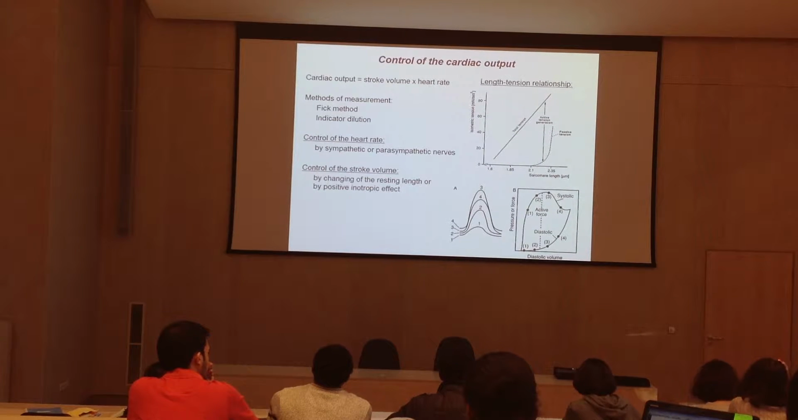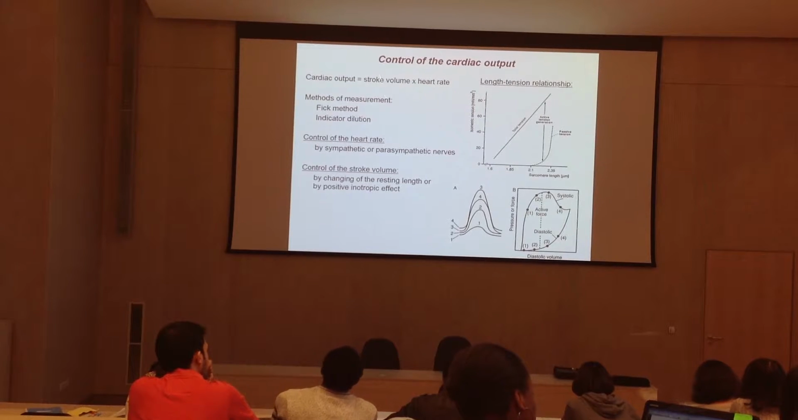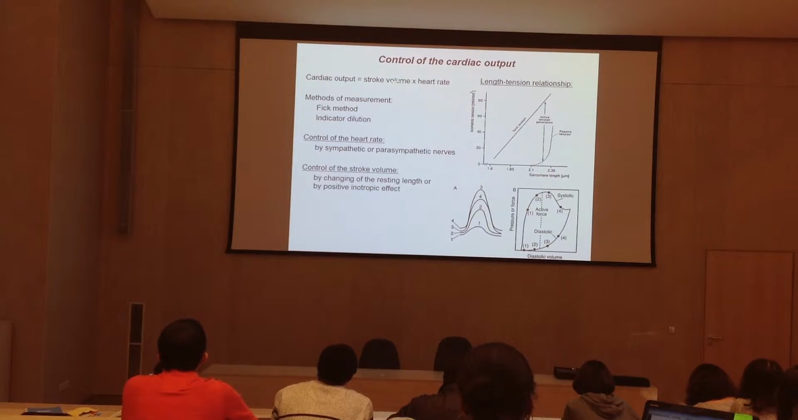Now, how can we measure the cardiac output? We can take the stroke volume. This is the volume of the blood which is injected during one systole, and the heart rate. This is the 70 milliliter multiplied by the 70 over a minute. It is the cardiac output.